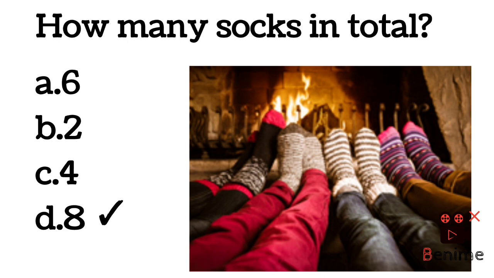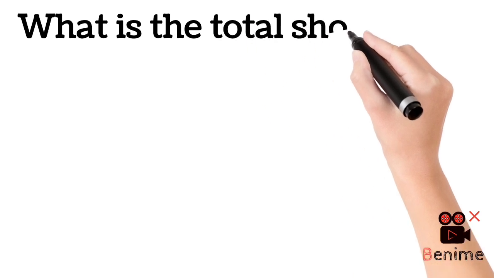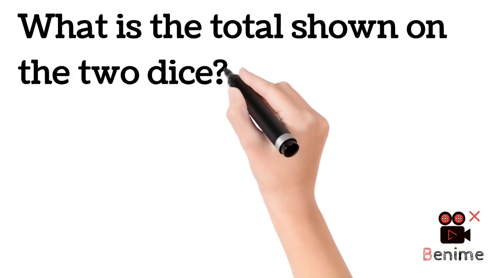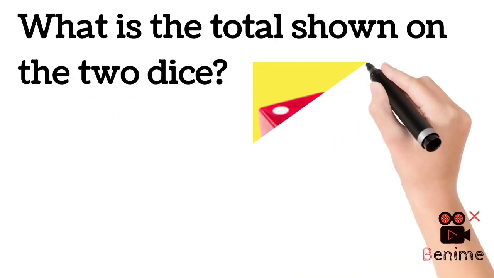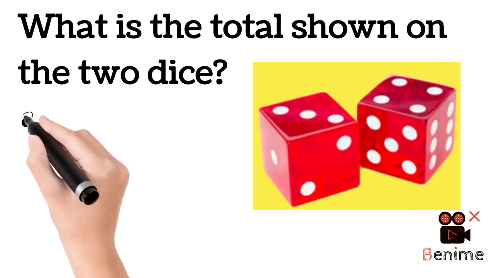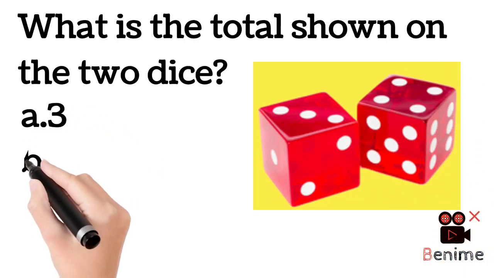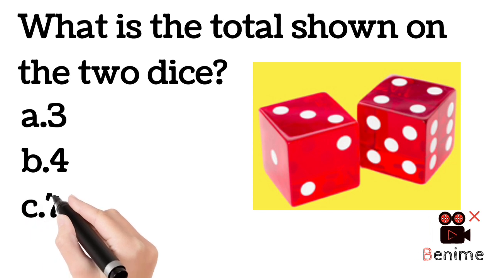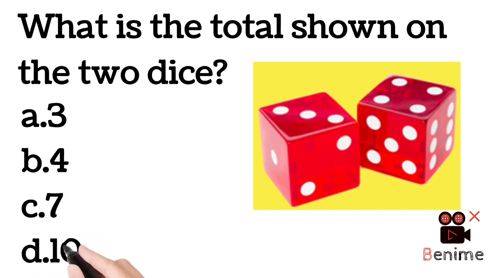Yes, 8 is the correct answer. Next, what is the total shown on the two dice? Dice ke upar bane dots ko total karna. Option A, 3. Option B, 4. Option C, 7. Option D, 10.